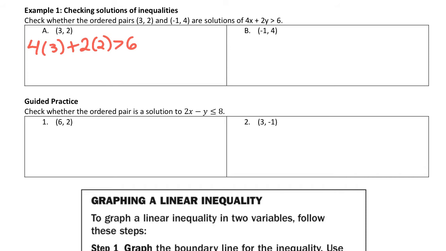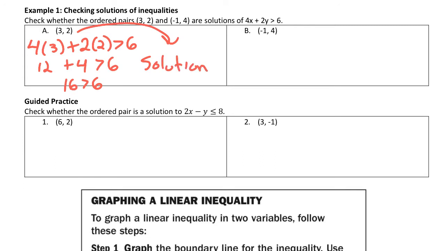4 times 3 is 12. 2 times 2 is 4. If I keep simplifying, this inequality becomes 16 is greater than 6. This point creates a true inequality. That means that this point is a solution.